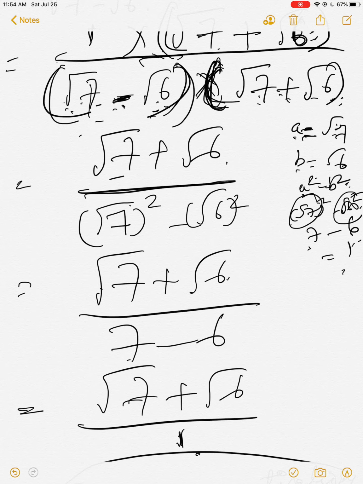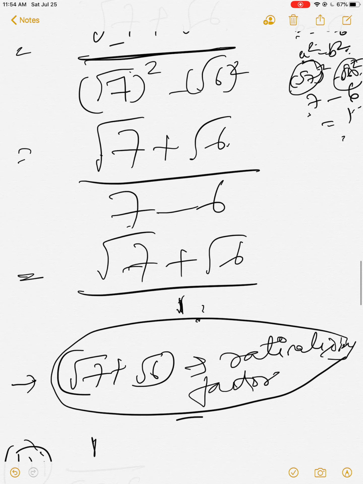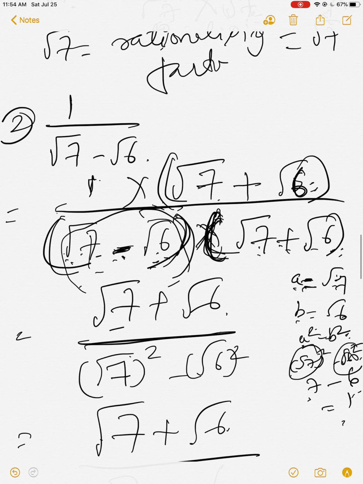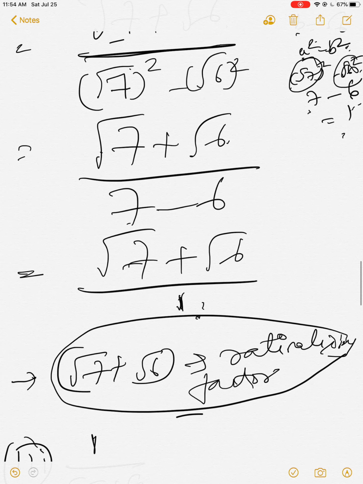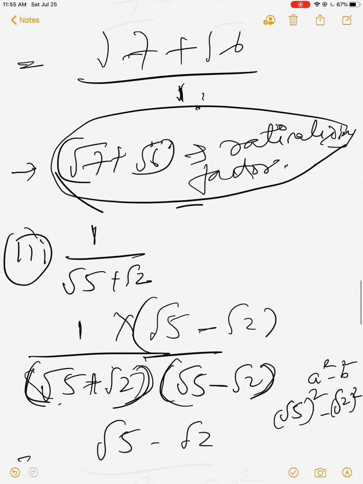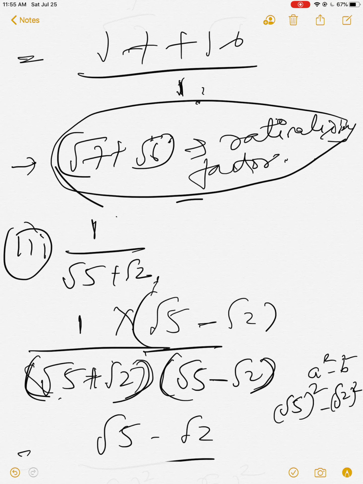So √7 minus √6, which was an irrational number, we made rational. Now to rationalize √7 minus √6, which number did we multiply by? √7 plus √6. So √7 plus √6 is the rationalizing factor of √7 minus √6, because if you multiply √7 minus √6 by √7 plus √6, it is converted into a rational number. You don't need to write this down, but you have to keep it in mind.